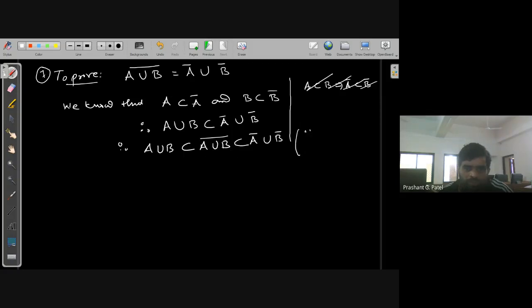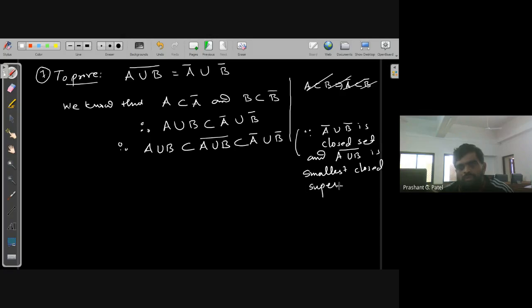So the argument we have to give is that A closure union B closure is a closed set, and the closure of A union B is the smallest closed superset of A union B as per the property of closure. It is the smallest closed set which is a superset of the set itself. So that's why the closure of A union B is a subset of A closure union B closure. Now the converse, meaning A closure union B closure is a subset of the closure of A union B, is also very trivial or easy, we can say.